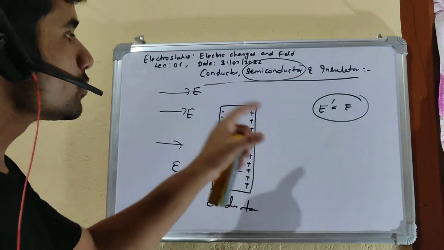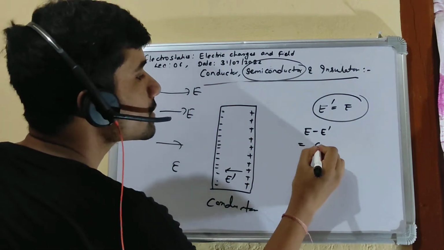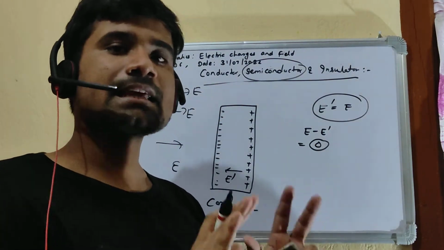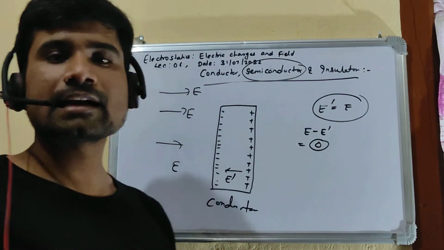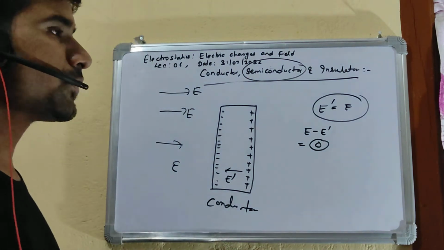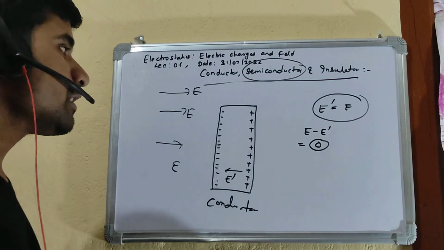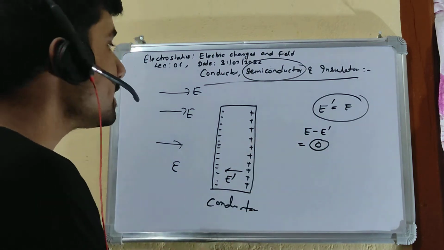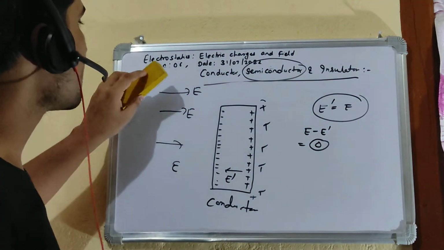At that point, the net electric field inside will be E minus E dash, which is 0. So you can see that the net electric field inside any conductor is always 0. This is a very simple and observed result. So even if I give any charge to this conductor, it won't reside inside it. It will come to the surface of the conductor. Let's understand this by an example.